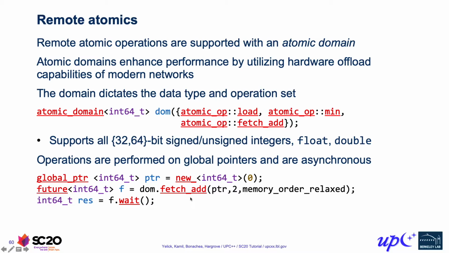Now this is an asynchronous operation, even though it's atomic. It is an asynchronous operation, so this initiates it and we get back a future that encompasses the result. In this case, this is a fetch operation, so we get back the old value. If we wait on the future, then that actually gives us the value itself, which in this case, if no other process has modified it in the meantime, will be 0.